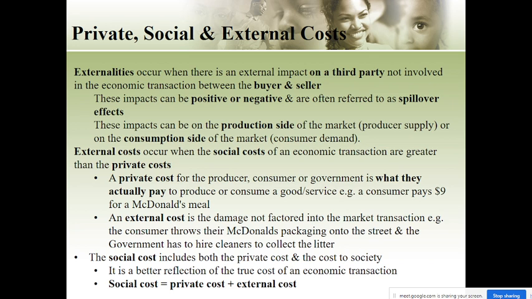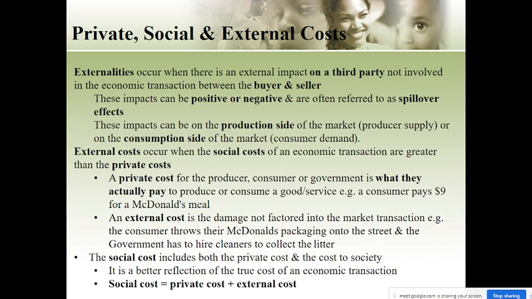You have a situation, you have a market where buyer and the seller. So any third impact on that particular area, that has an ability to influence the buyer and the sellers, or the transaction between the buyer and the seller, this is known as external factors. Okay, these impacts can be positive and negative, and are referred to as a spillover effect.